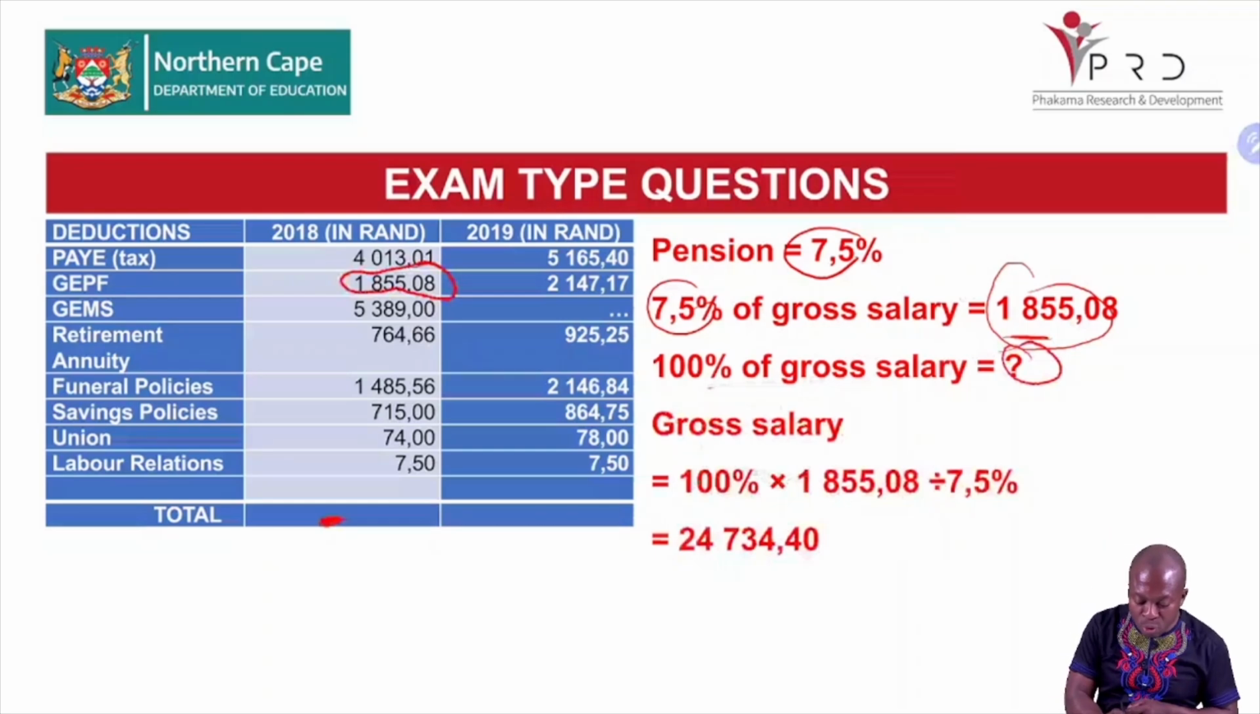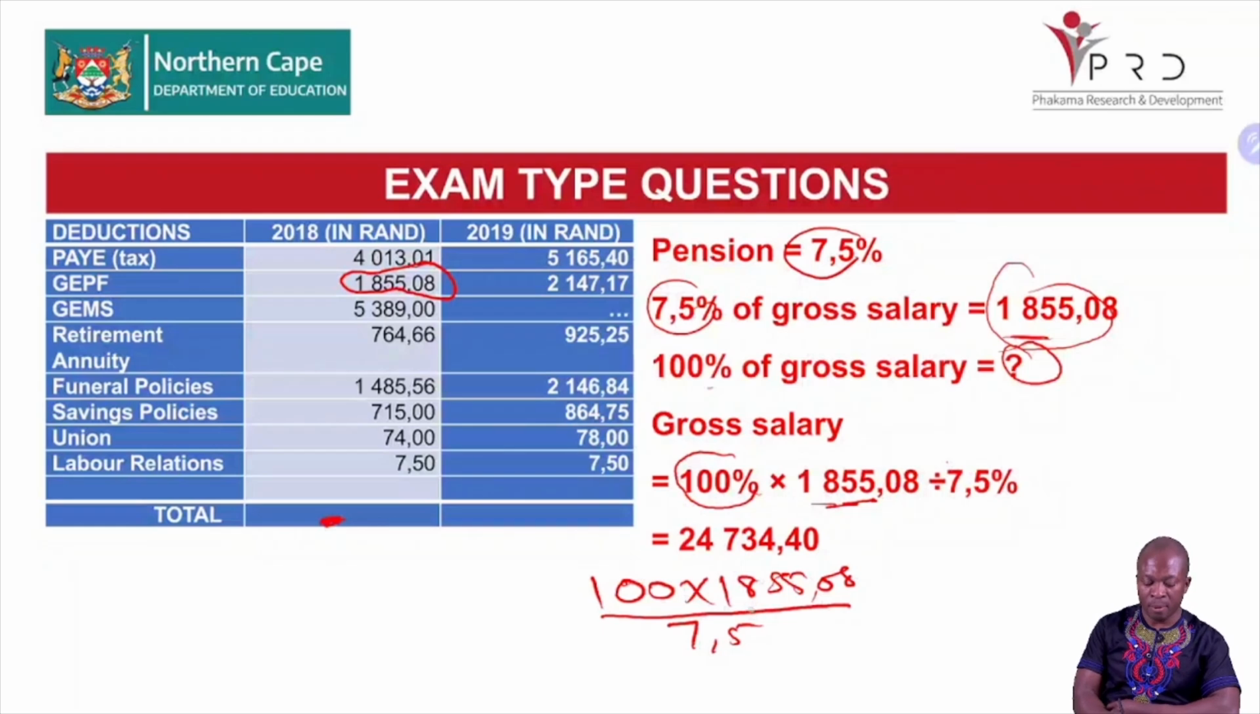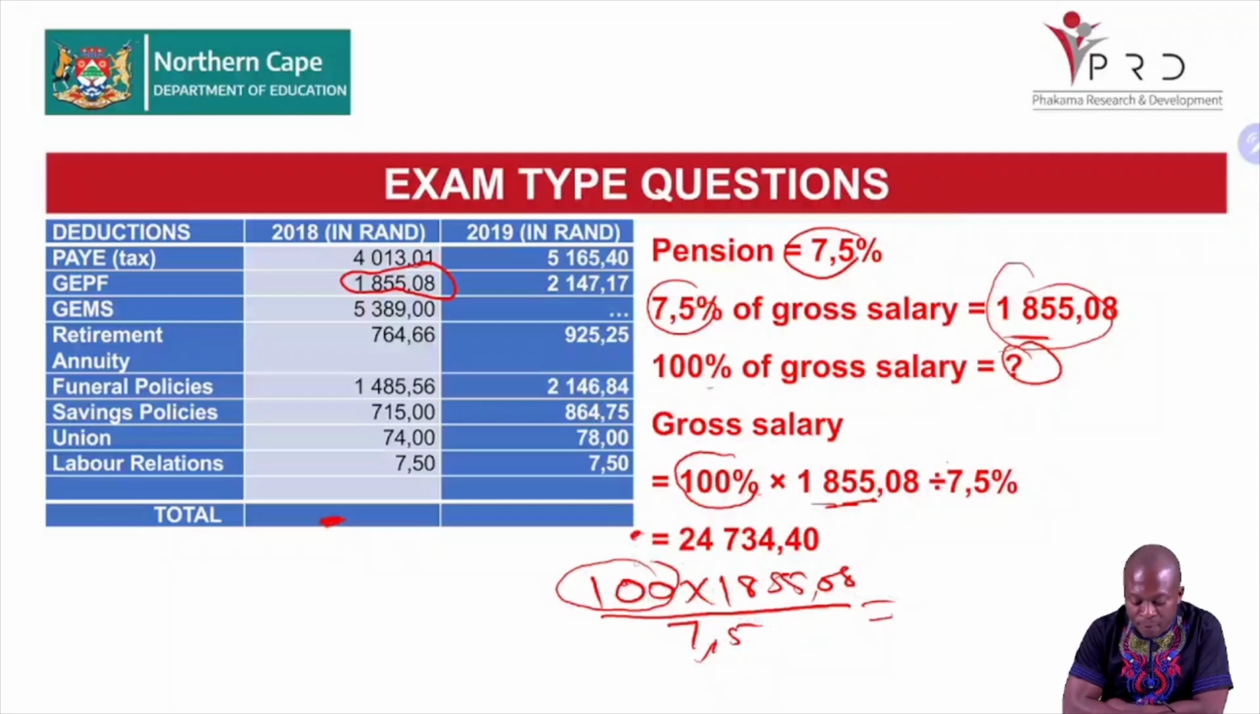One, I know 100% times 1,855.08. You divide everything, meaning you can write it like this. 100 times 1,855.08. Divide everything by 7.5. I hope you know why 100, original salary. I want it. So, can you see? When you divide it by 7.5, it is going to give you this amount. Meaning, Nobuntu is earning 24,734 rand and 40 cents.